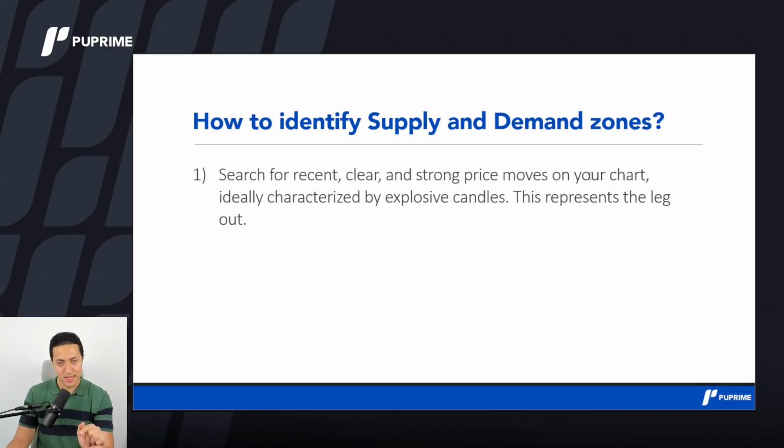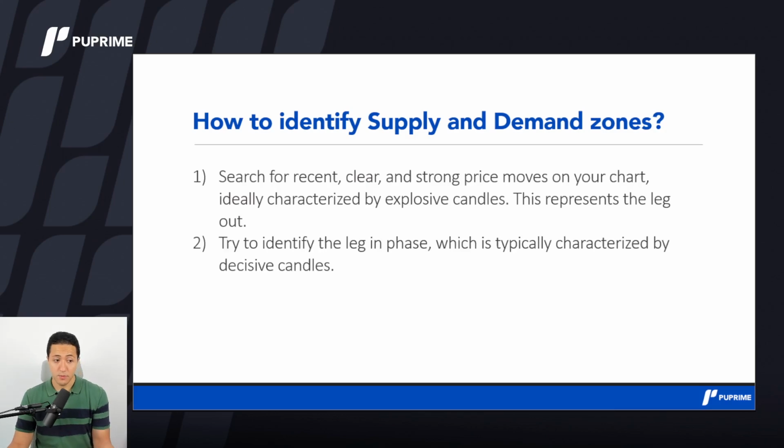Why? Because this is the leg out. This is where prices moved too quick that some people might have been left out of the party. They are willing to buy or sell, but they just couldn't because prices moved before they could act. There are some unfilled orders and this is your zone.